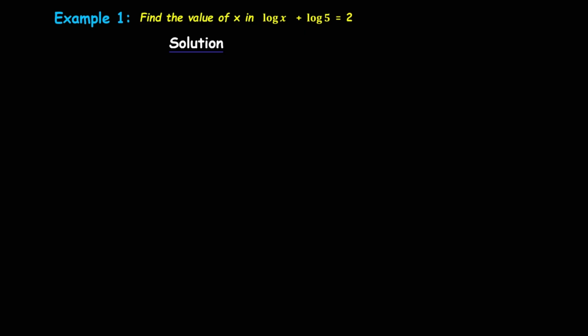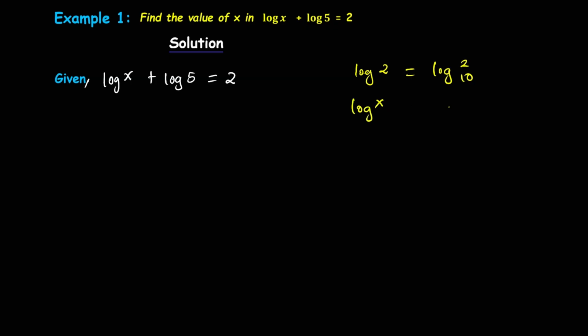Example 1. Find the value of x in log of x plus log of 5 equals 2. Given log of x plus log of 5 equals 2. But what are the respective bases of these logarithm terms? Suppose you're given log of 2 without any base. By default, this is the same as log of 2 to base 10. Even if you're given log of x without any base, by default, this is the same as log of x to base 10.